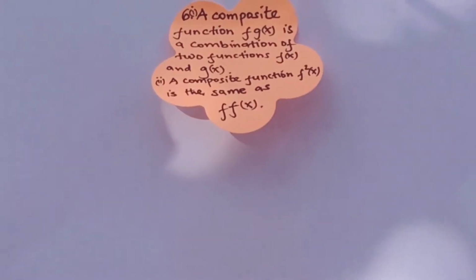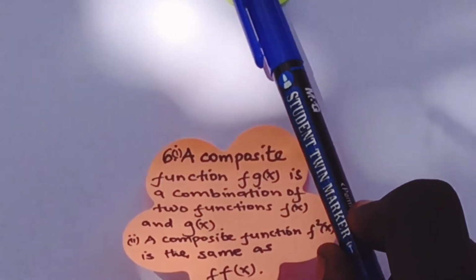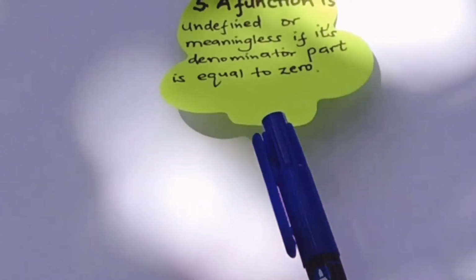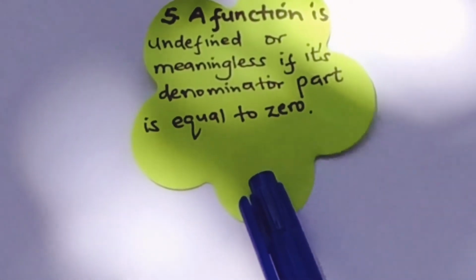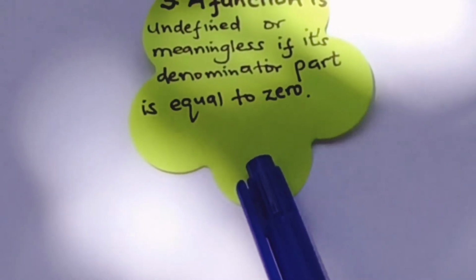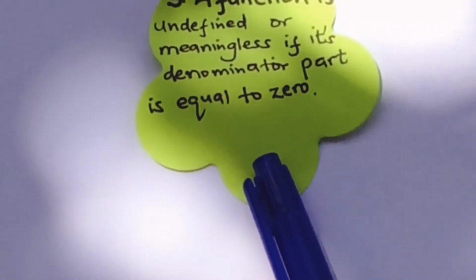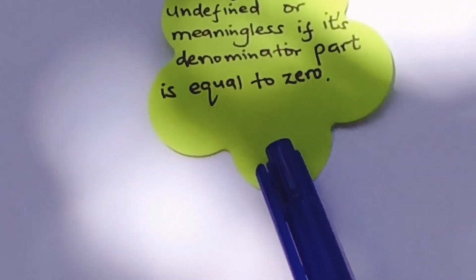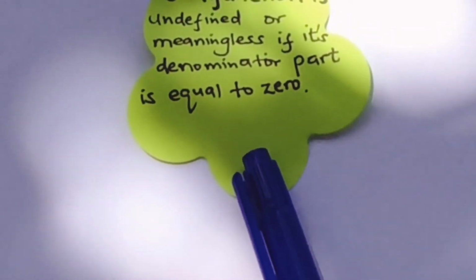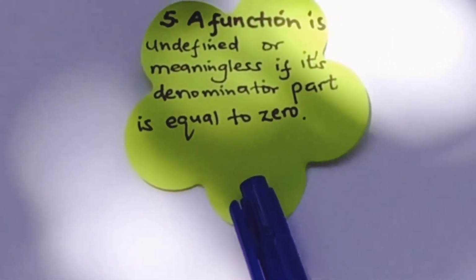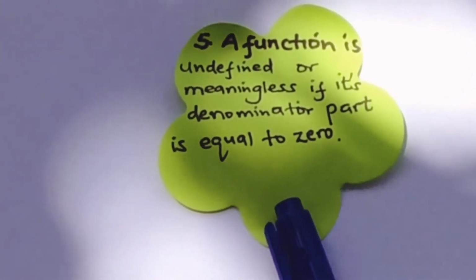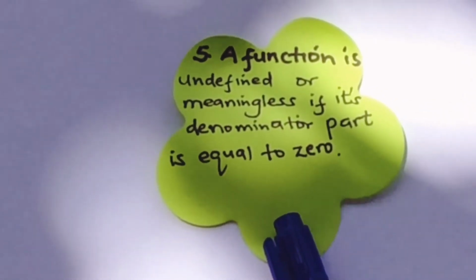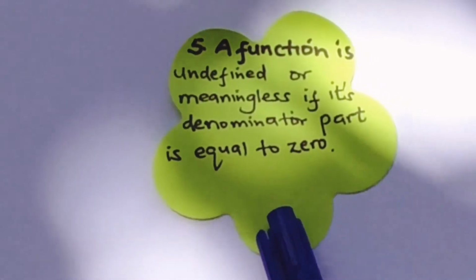And still in our summary, we now look at a function that is undefined. A function that is undefined is one whose denominator, first it has to be a rational function. Rational meaning it has a numerator and a denominator. Now that function whose denominator is equal to 0 is said to be undefined, or you can say meaningless.